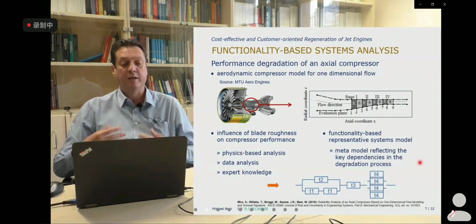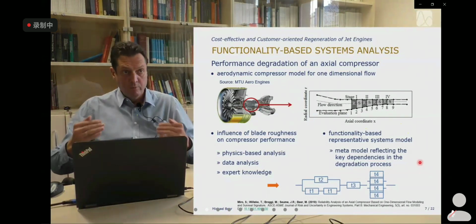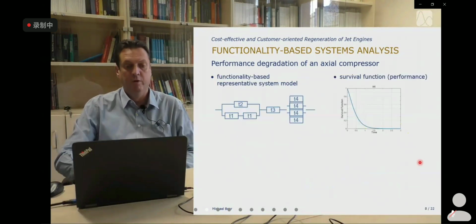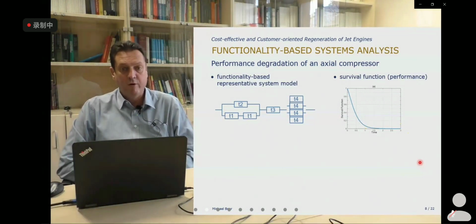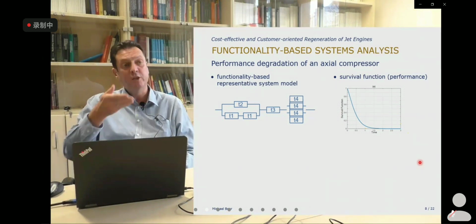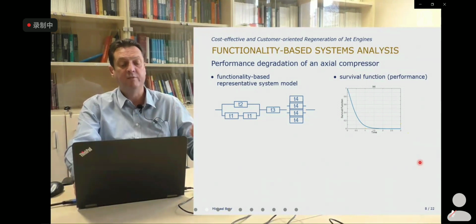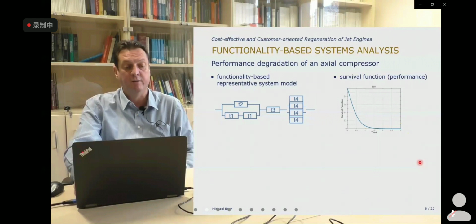So we then formulate basically failure of the system as this performance of the system getting below an acceptable level. So this is basically a meta model for this dependency. Once we have found this meta model, we can then identify the survival function, which describes basically the degradation of the performance over time when the roughness on the blades develops over time when the aircraft is flying. Now this depends on the conditions where the aircraft is flying and so forth.